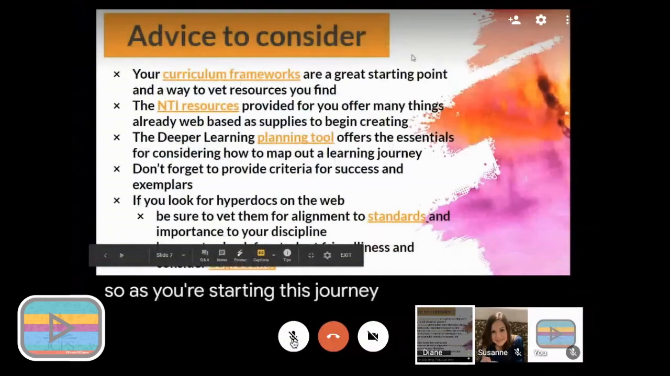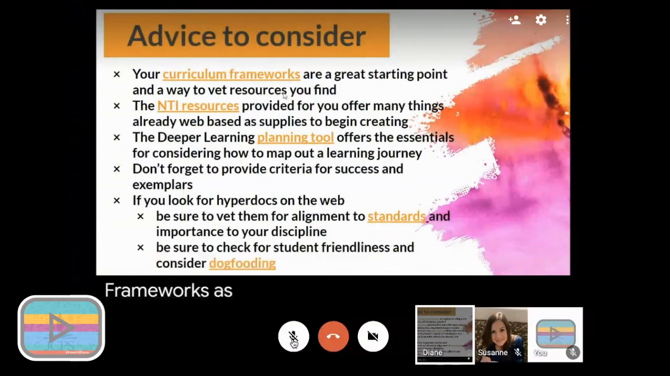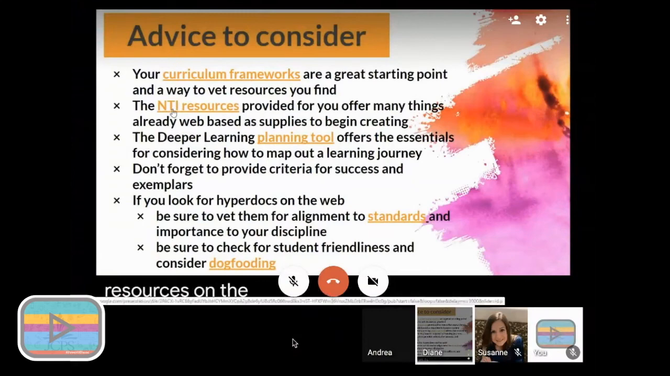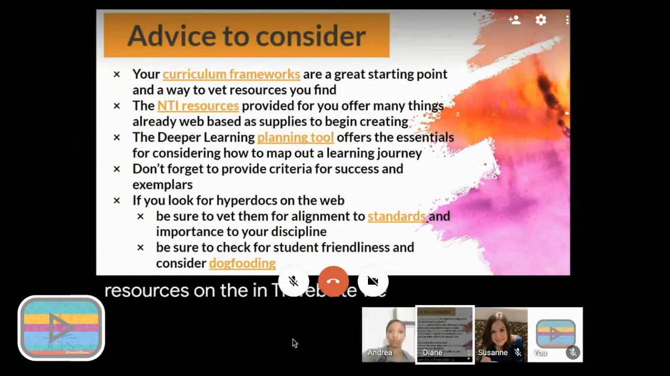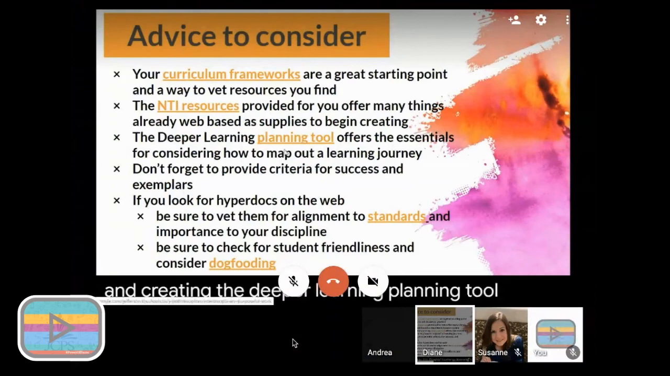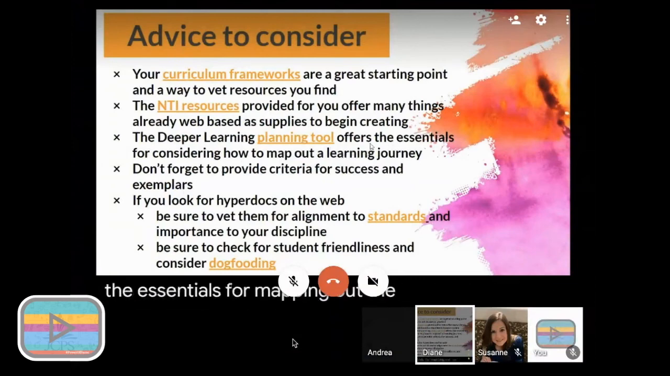So as you're starting this journey, here are a few things to consider. Consider your curriculum frameworks as a great starting point and a way to vet resources, or a way to start with resources. Like I said, there's already a lot of things hyperlinked into those frameworks. There's also some wonderful resources on the NTI website. We've got things that are already web-based so that you can begin crafting and creating. The Deeper Learning Planning Tool offers the essentials for mapping out the learning journey. If you consider each part of that planning tool, you should have a really solid lesson.